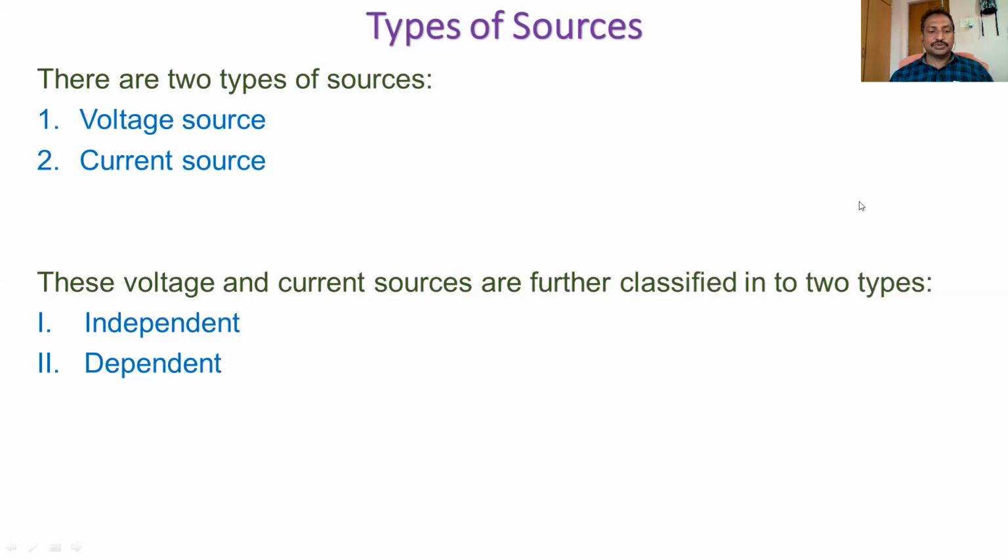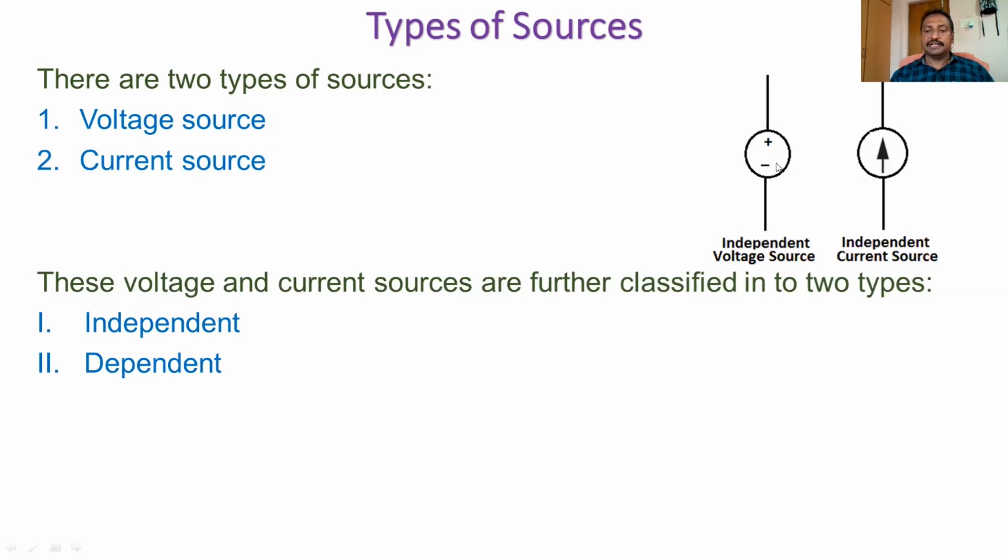How to represent these independent sources? They are represented with a circle. So I will show the independent voltage source and the independent current source. The voltage source is represented with plus and minus, and the current source is represented with an arrow mark. The arrow mark represents in which direction the current flows. It is represented with the letter I. So this is about this, then we'll come back to the next.